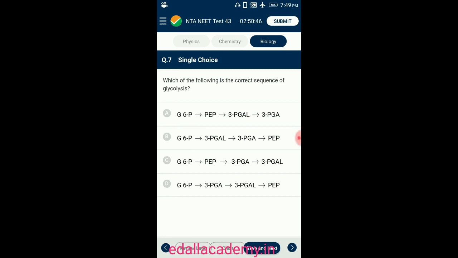So the answer for this question is option B. Glucose 6-phosphate is converted into 3-phosphoglyceraldehyde, 3-phosphoglyceric acid, phosphoenol pyruvic acid. So the correct option is B.